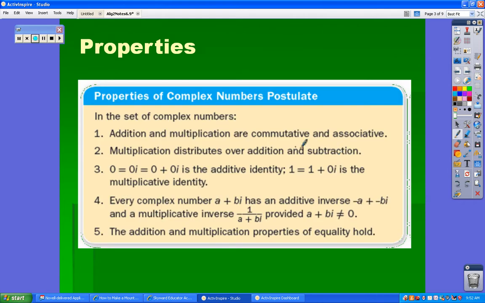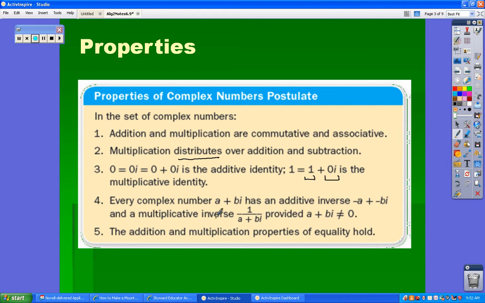Okay. It is commutative and associative. Multiplication distributes, so you would still distribute it. 0 equals 0 plus 0i. This is what the additive identity would be. The multiplicative identity, if you multiply by 1, so if the real part is 1 and there's no imaginary part, it's still how you multiply.